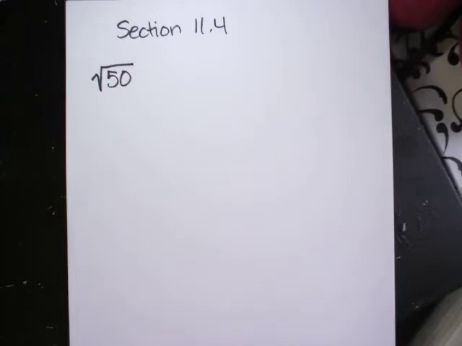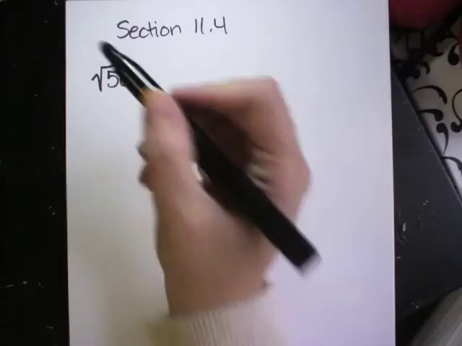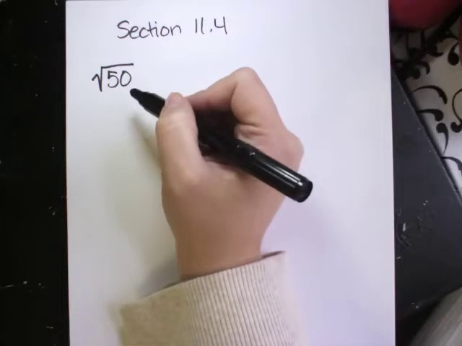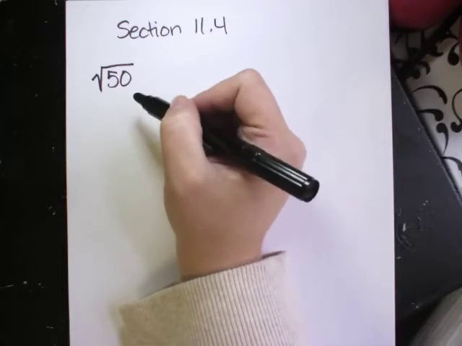In the last section we learned about the product property of radicals, and we discovered how to use it to simplify radicals that have a radicand that is a non-perfect square. Just as a reminder, the radicand is the value underneath the radical symbol. So in this case, the radicand is the 50.